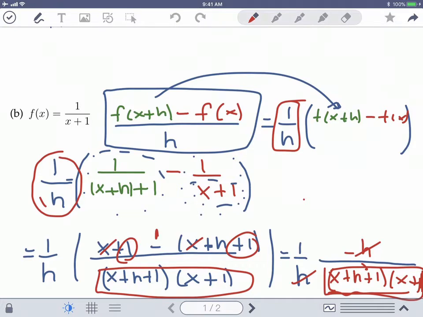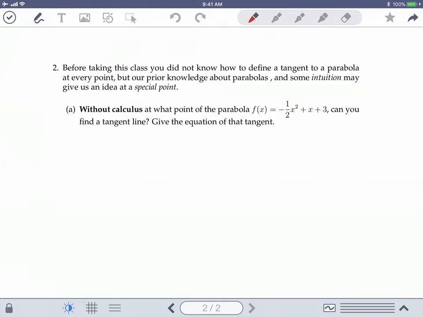And I think it's hard to get that idea across if I just post them and you guys work on them and you don't know what my intent is. And in particular for this problem over here, I said, before taking this class, you did not know how to find a tangent to a parabola.